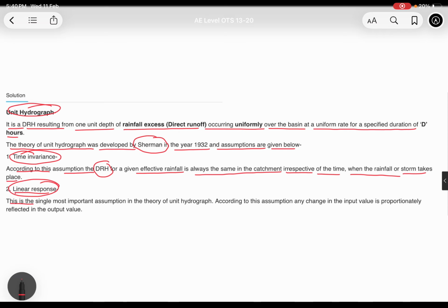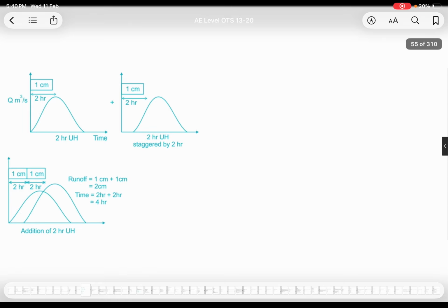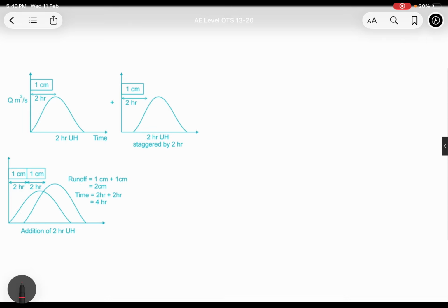Linear response. This is the single most important assumption in the theory of unit hydrograph. According to this assumption, any change in the input value is proportionately reflected in the output value. Two-hour UH staggered by 2 hours: 2-hour UH runoff 1 plus 1 gives 2 centimeter, time 2 hours plus 2 hours gives 4 hours, with a difference of 2 hours for 1 centimeter. Okay.